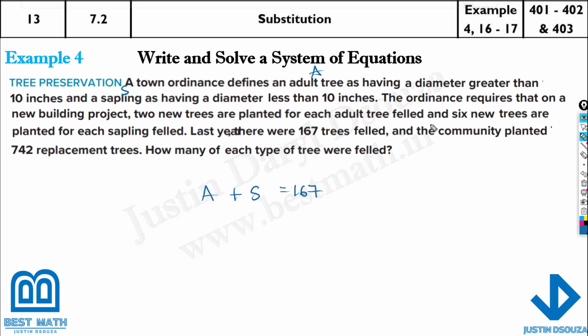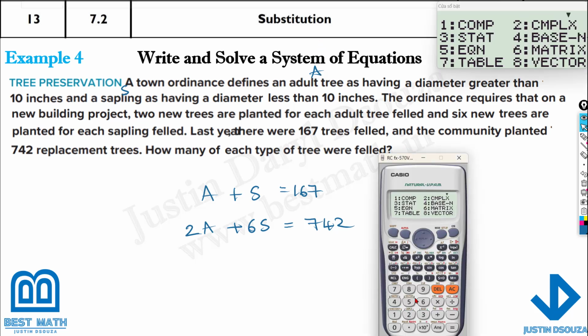Here, if you look carefully, they have told ordinance requires that on new building project, 2 new trees are planted for each adult tree felled. So 2A plus 6 new trees are planted for each sapling felled. So 6 new trees for each sapling. And last year, how many replacements were done? 742 in total. So these are the 2 equations. You basically just solve them up in the calculator. You'll get the answer. Let's take our calculators.